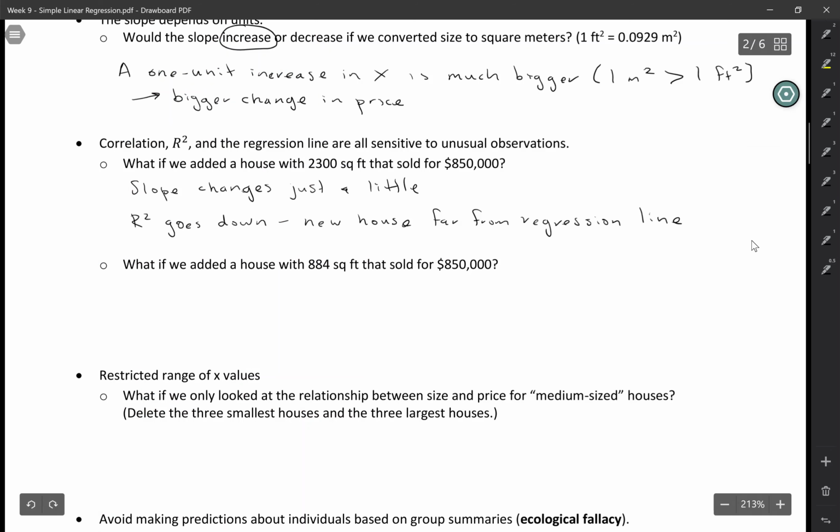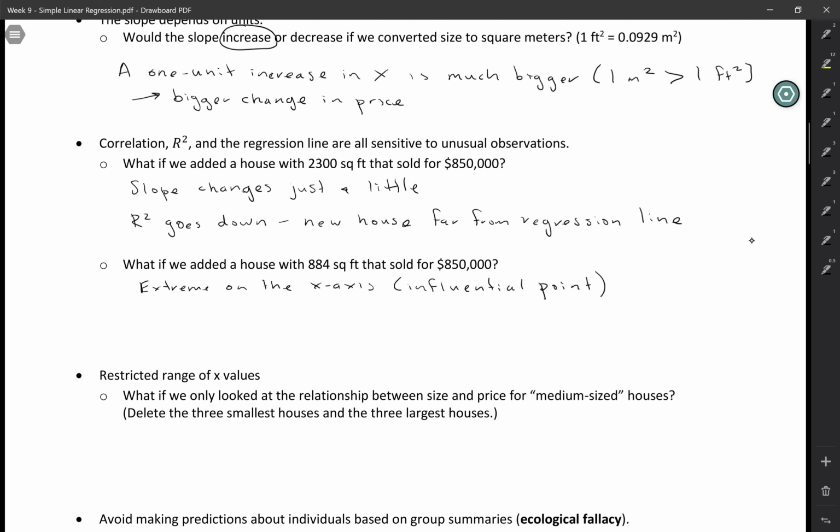So when you have a value like this that is extreme on the x-axis, this was a really small house, if it's extreme on the x-axis, we call that an influential point. And you can sort of think about it like if you're pulling or pushing on the ends of something, you're going to have a lot more leverage than if you're pushing closer to the middle. So this ended up having a big impact on the slope.